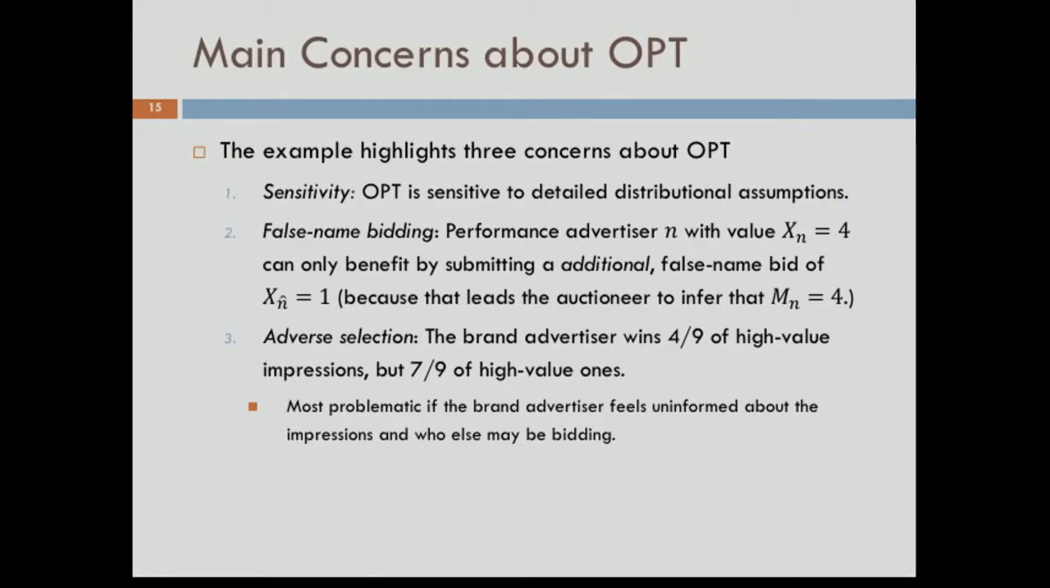First, OPT is sensitive to detailed distributional assumptions. If we change the distribution, we're going to change the way we do the statistical inference. We're going to get a different looking mechanism.